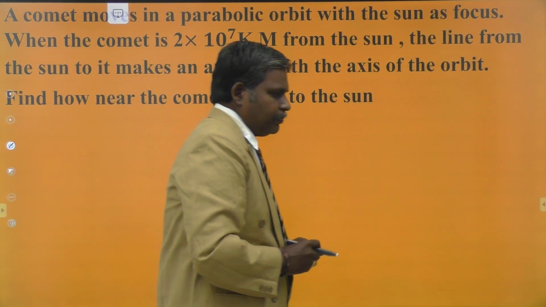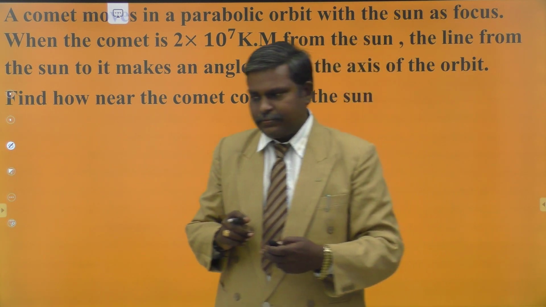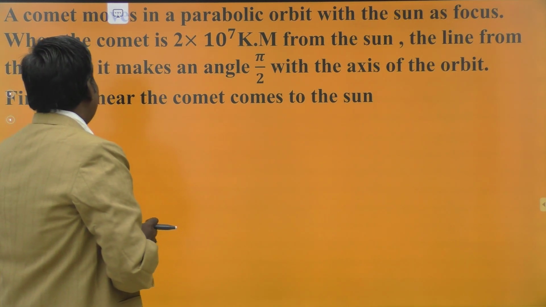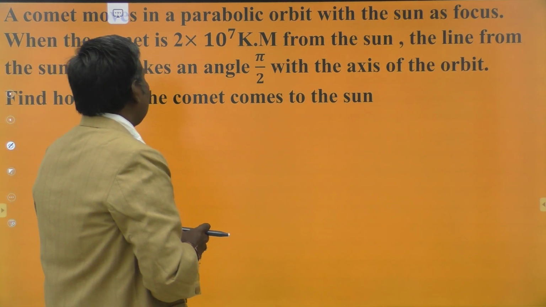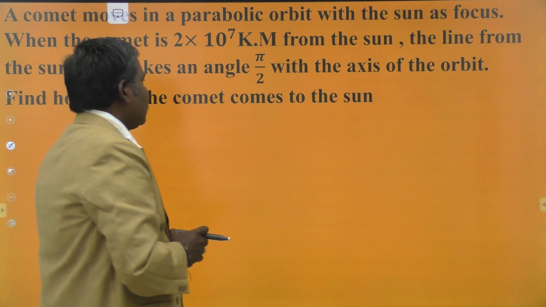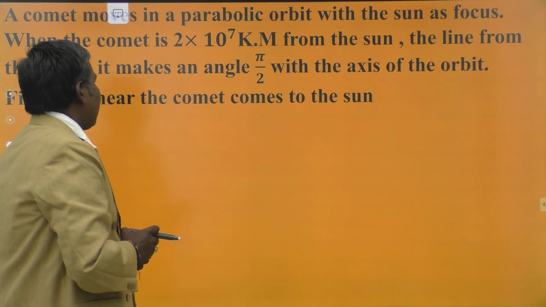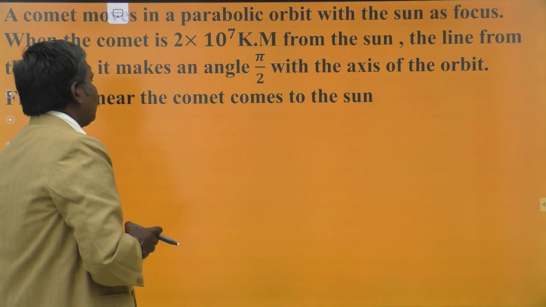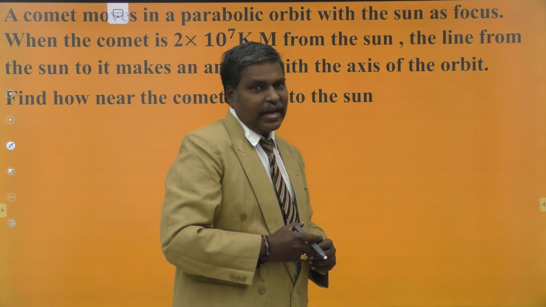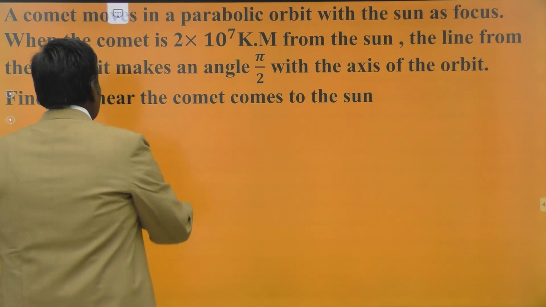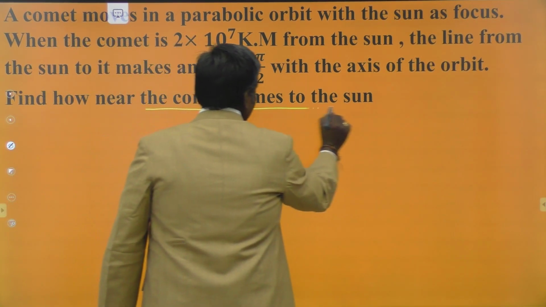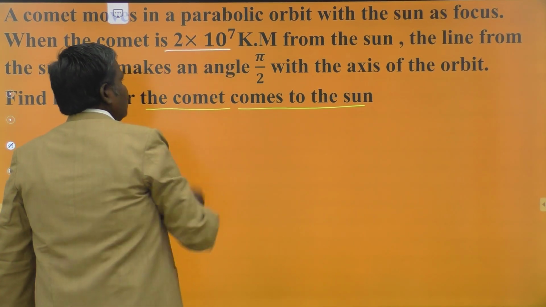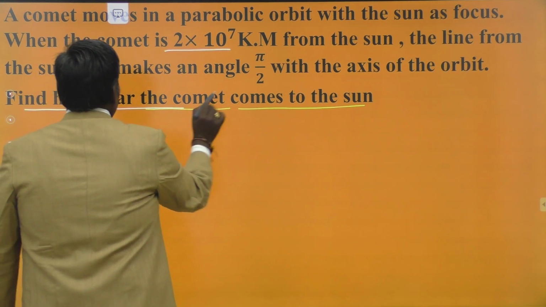So this is the problem related to the above concept itself. A comet is in a parabolic orbit with the sun as focus. When the comet is 2 into 10 power 7 kilometers from the sun, the line from the sun to it makes an angle pi by 2 with the axis of the orbit. Find how near the comet comes to the sun. This is the concept here. This is one piece of information given to you. This is your required thing.